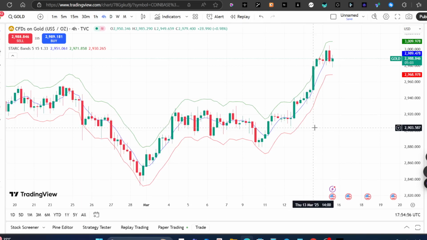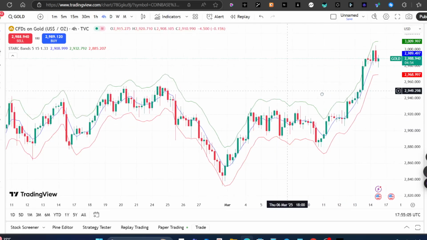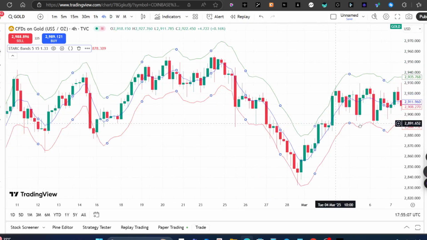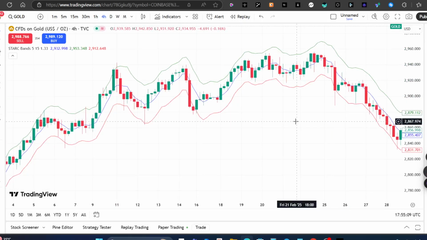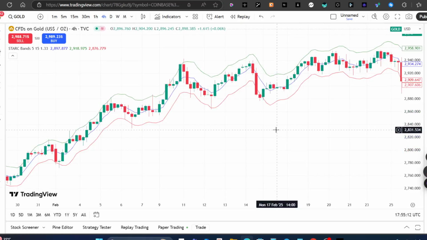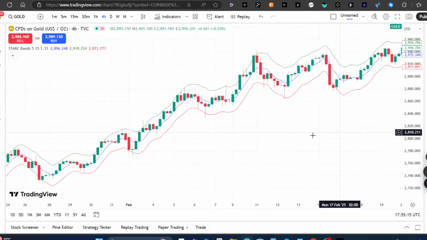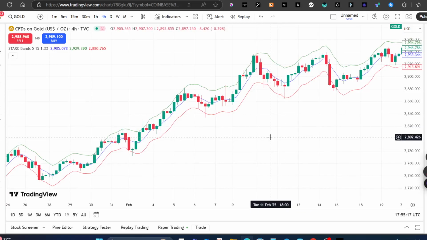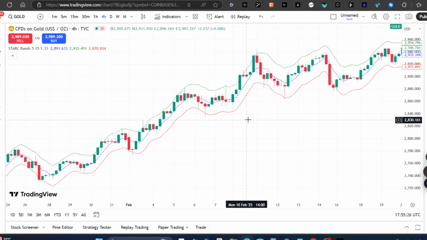The key difference here is that Starc bands can help smooth out price fluctuations during low volatility periods, giving you a clearer picture of market trends. With Bollinger bands, you might experience a lot of noise during quieter market conditions, but Starc bands make it easier to spot the bigger moves, helping you make more accurate trading decisions. Now that we know what Starc bands are, let us talk about how to use them in your trading.